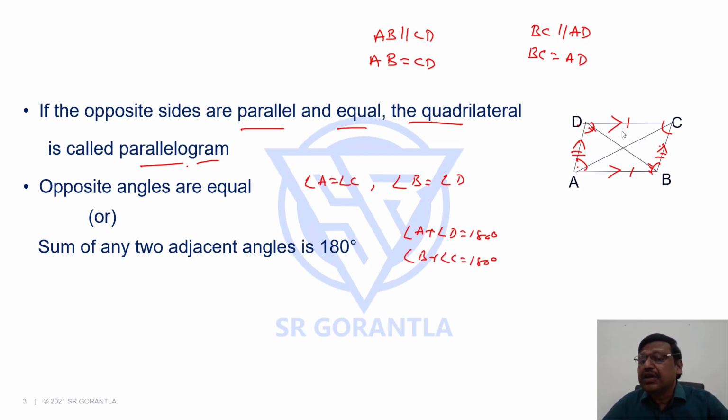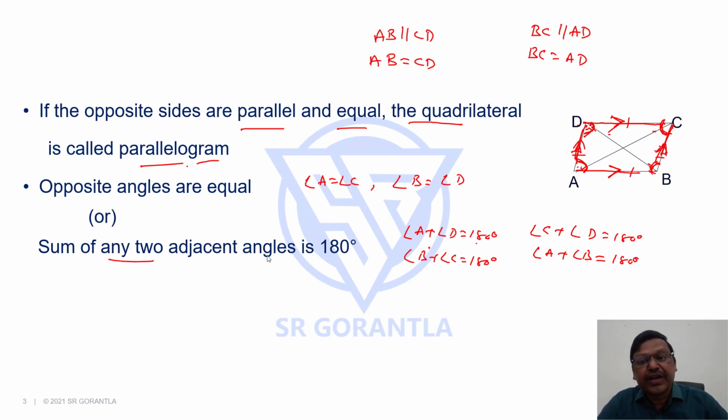Why? Because these two are parallel lines, meaning D and A are interior angles between parallel sides, and we know that the sum of two interior angles between parallel sides is 180. That is the reason A plus D is 180, B plus C is 180. Not only that, even C plus D is 180. Why? Again, AD and BC are parallel. Because these two are parallel, angle D and angle C are interior angles between these two parallel sides AD and BC. And similarly, A and B also. That's why we say the sum of any two adjacent angles equals 180 degrees.